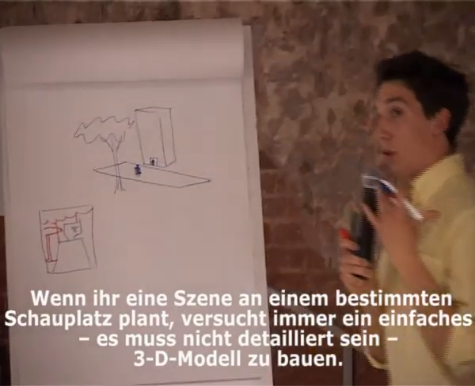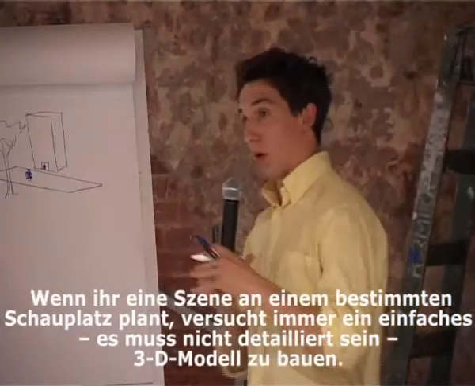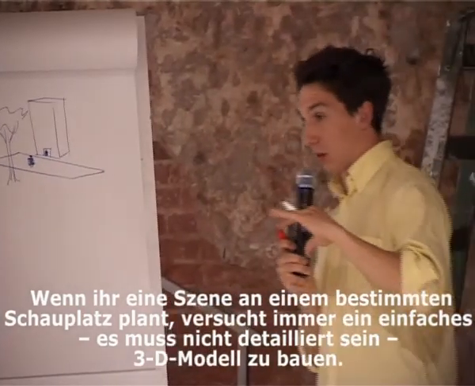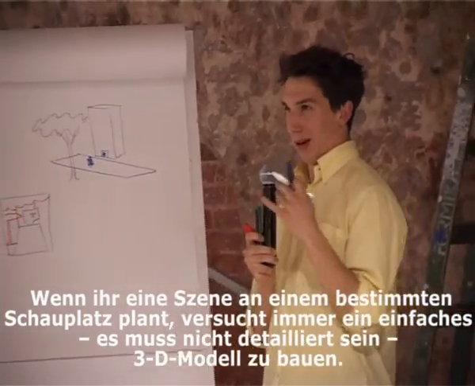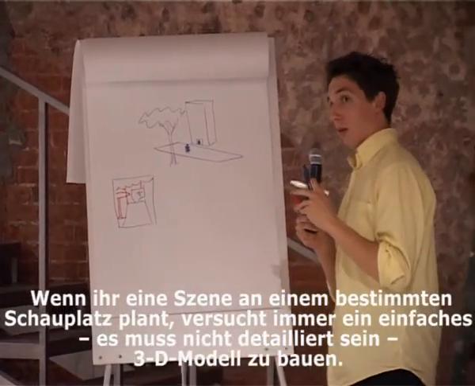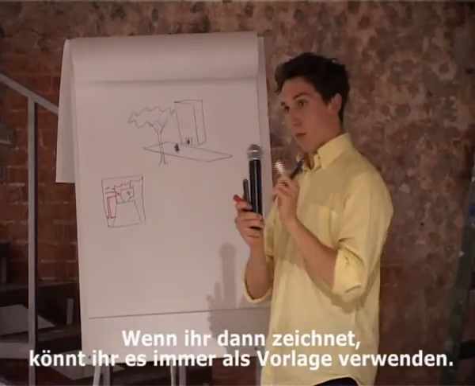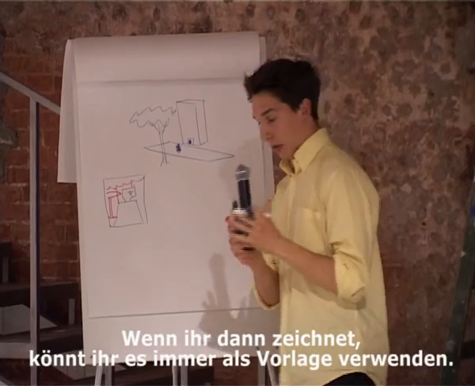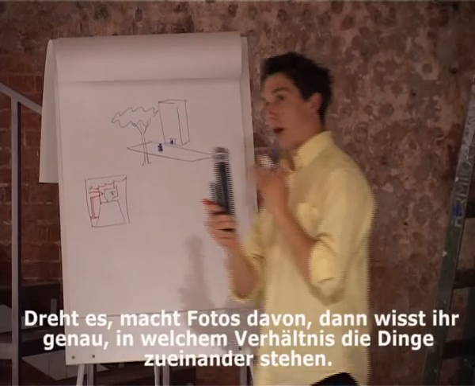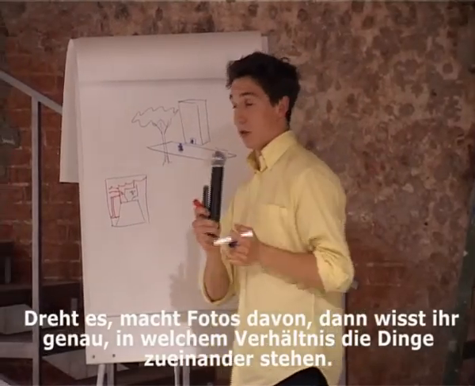So you might want to try with your comics, if you want to set a scene in a place, to actually build quite a simple 3D model. It doesn't have to be too detailed. Then whenever you draw, you can use your model as a reference, so you can just turn it around and take photographs, so you know exactly where everything is in relation to each other.